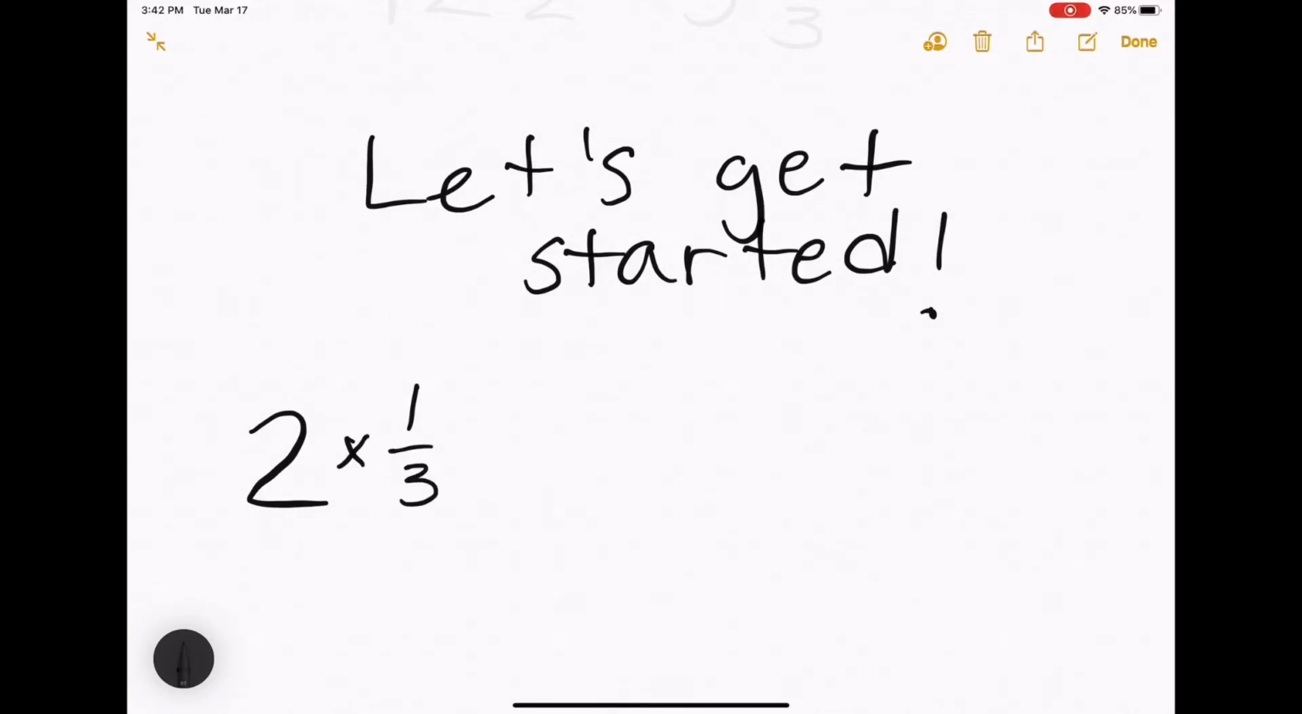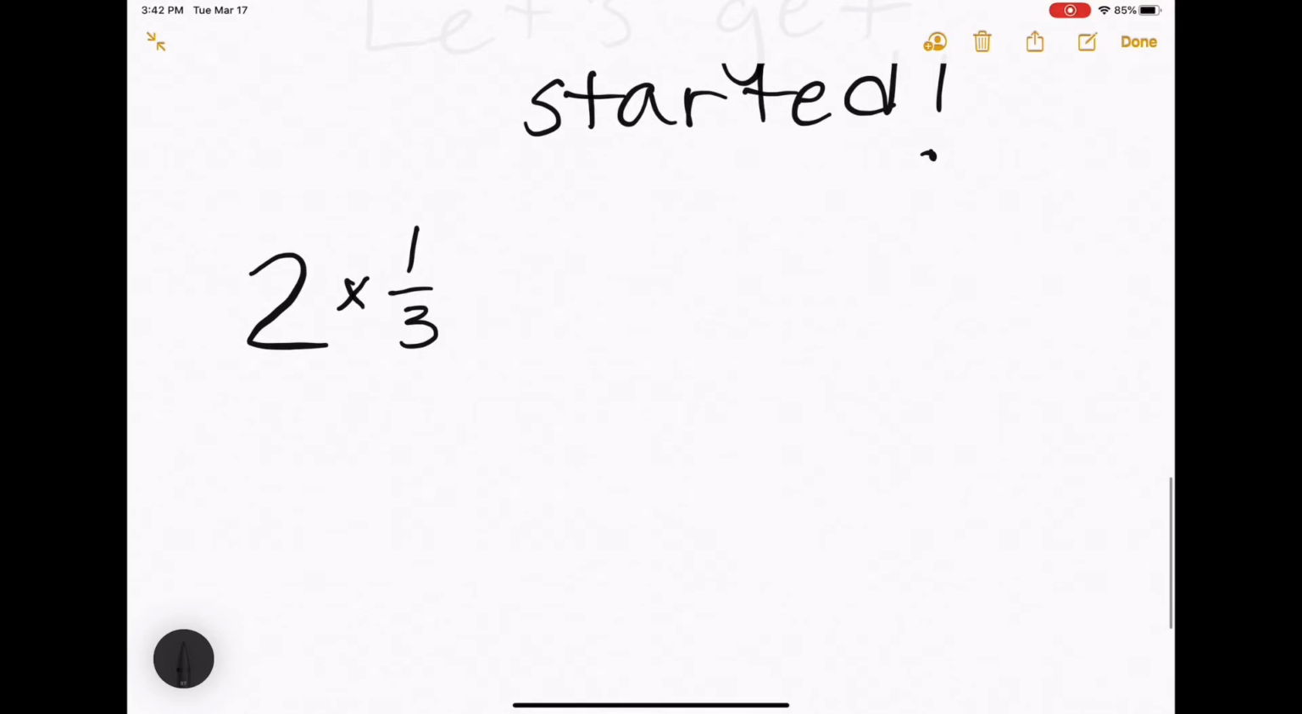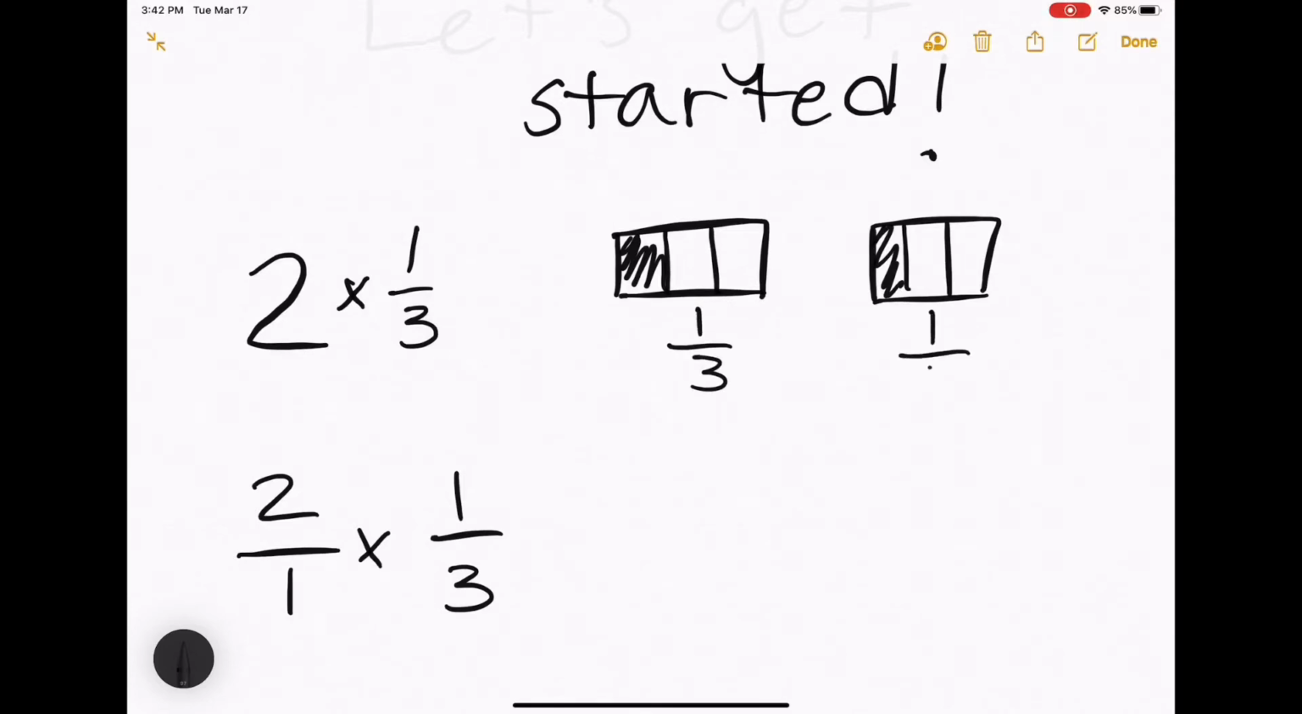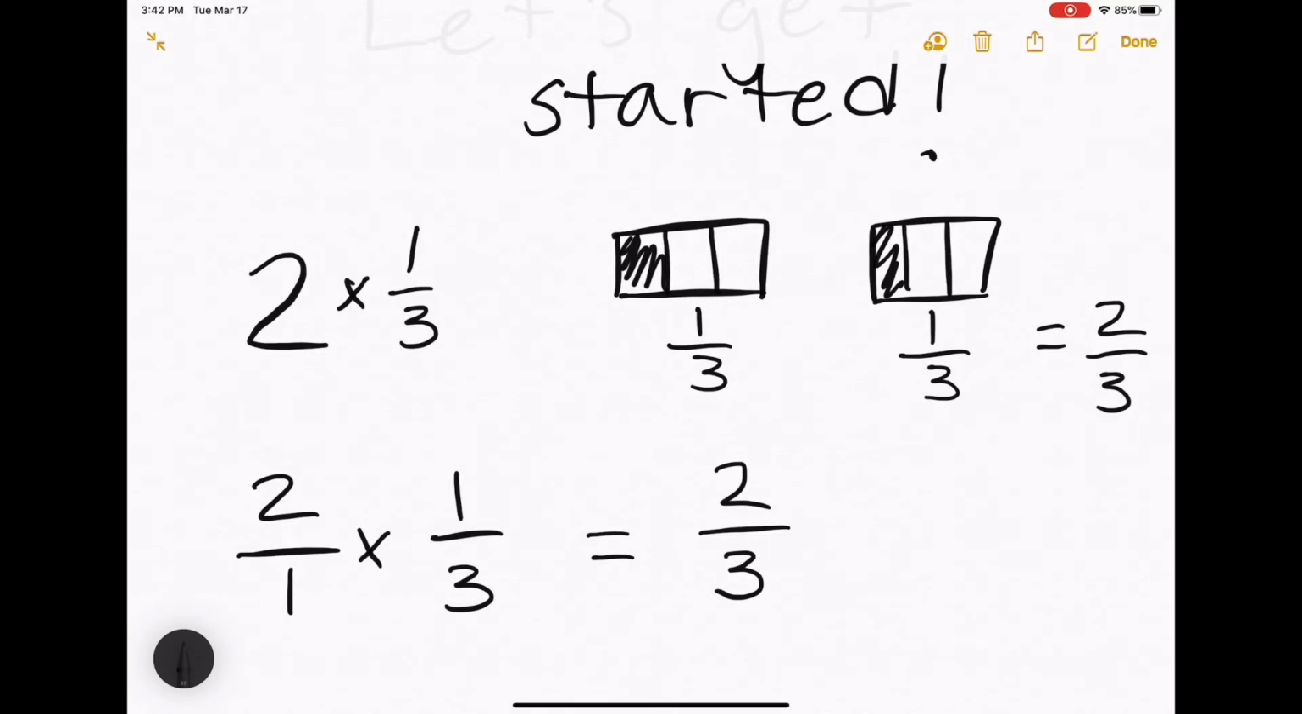So for 2 times 1/3, or for any fraction times a whole number, there are two options. You could first think of it as two groups of 1/3. In order to do it that way, you would need to draw a bar model, shade in 1/3 in each model, and then simply count how many 1/3 there are, 2/3. Or if you wanted to convert 2 into its fraction form, 2/1, you would simply multiply across the numerator and denominator.